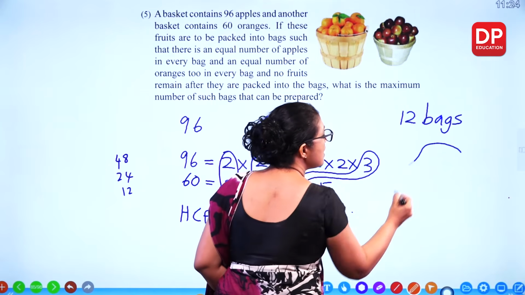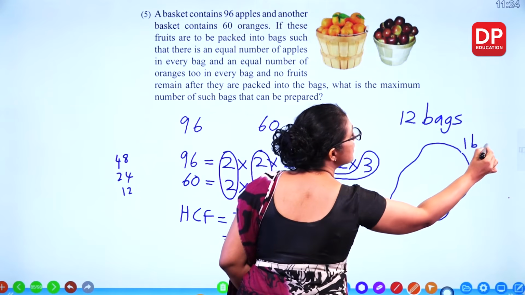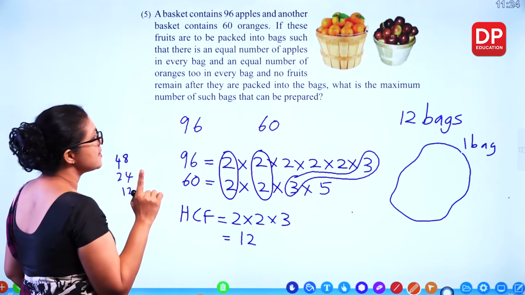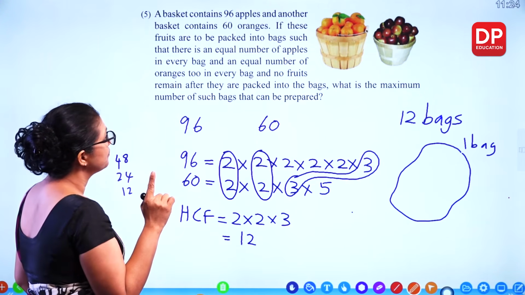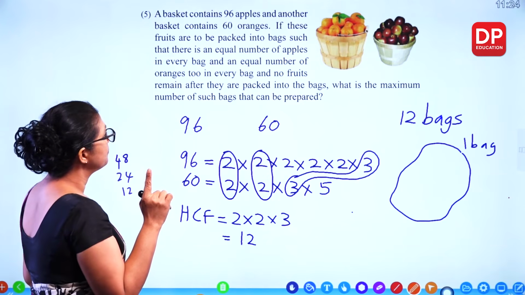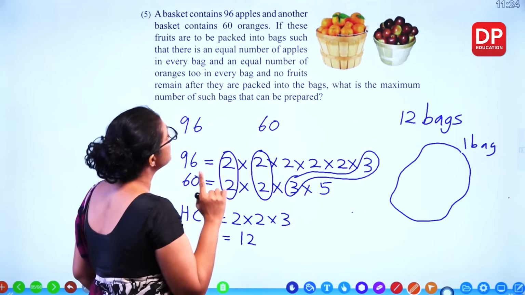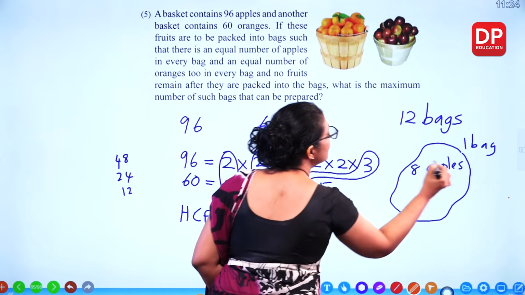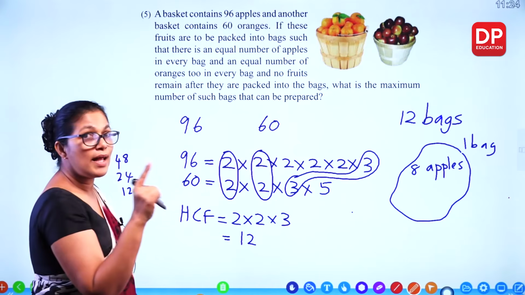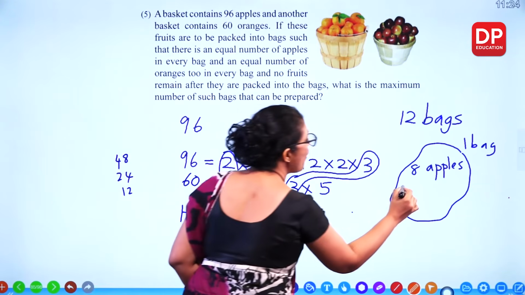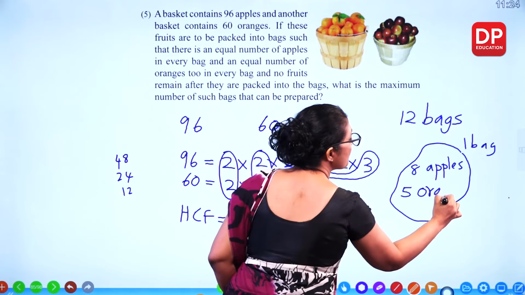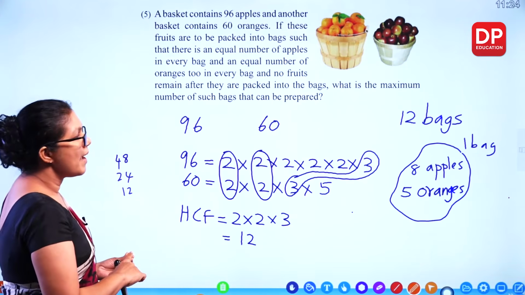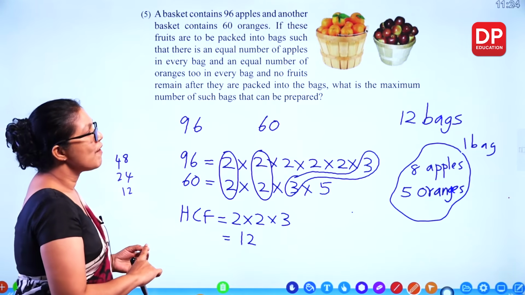So in one bag, how many apples? 96 divided by 12. What's the number? 8. 8 apples. And 60 divided by 12, you get 5. 5 oranges you can keep. 5 oranges. So how many bags? 12 bags, each 8 apples and 5 oranges.